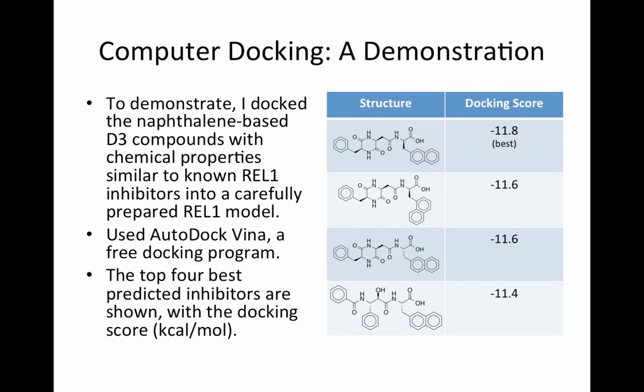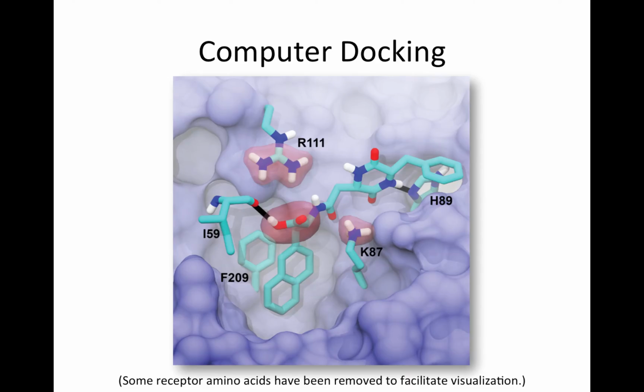To demonstrate, I docked the naphthalene-based D3 compounds with chemical properties similar to known REL1 inhibitors into a carefully prepared REL1 receptor model using a free docking program called AutoDock-Vina. The table on the right shows the 4 best predicted inhibitors with their predicted binding affinities or docking scores. The top-ranked molecule is predicted to participate in a number of important molecular interactions with the REL1 receptor.